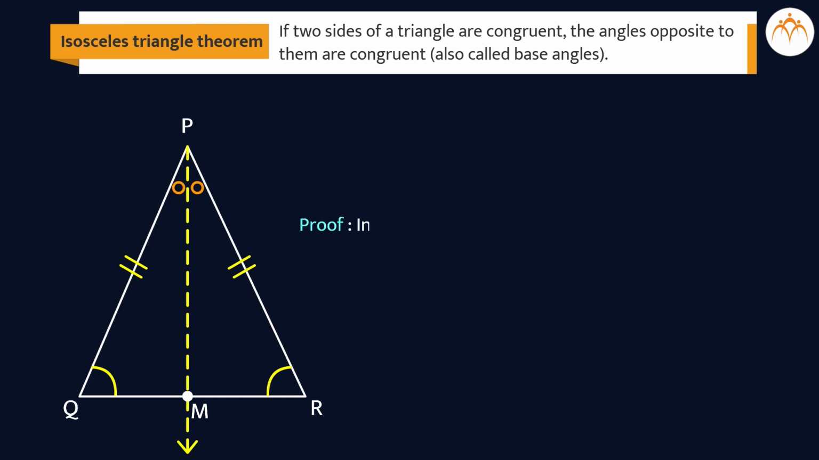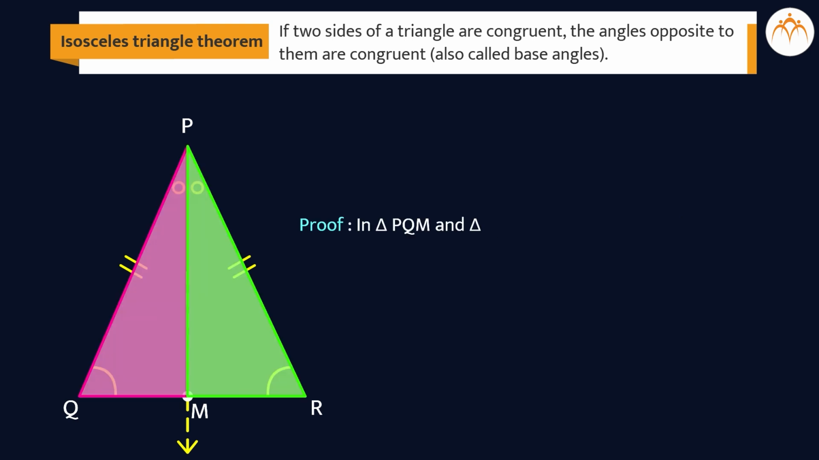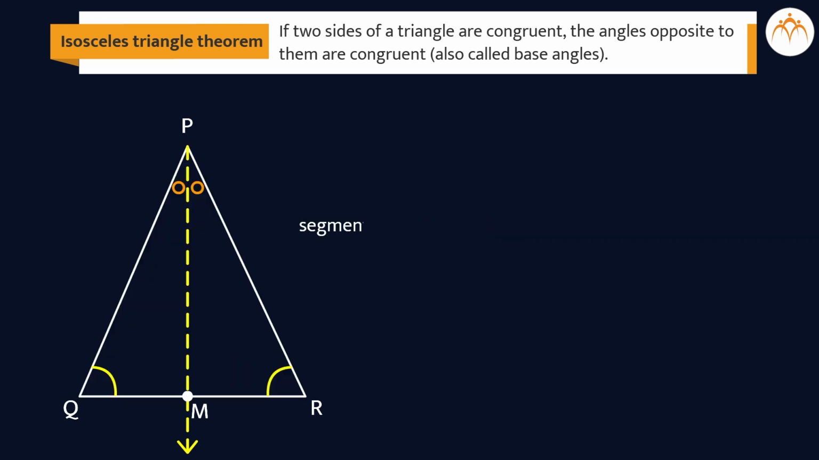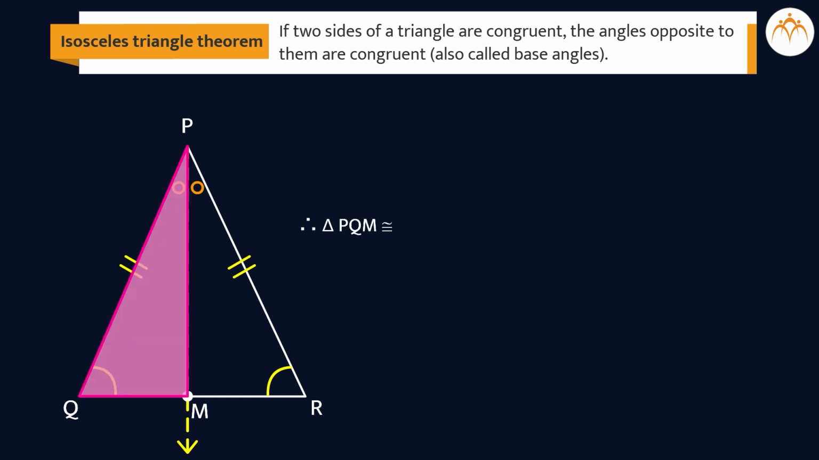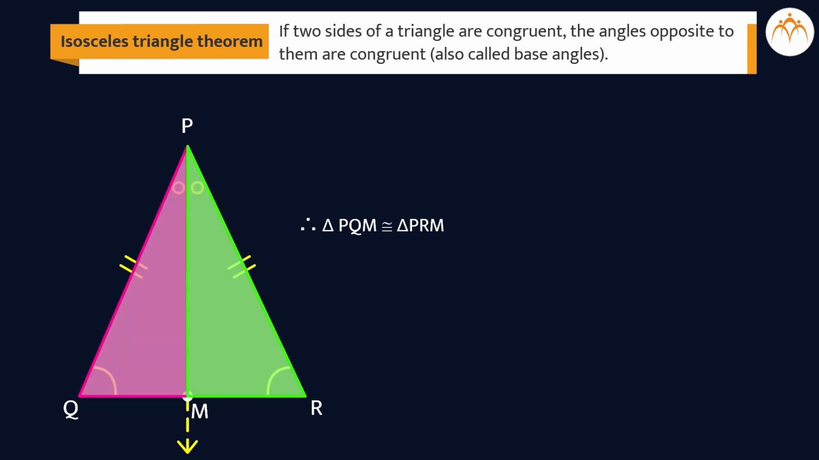Proof. In triangle PQM and triangle PRM, segment PQ is congruent to segment PR. This is given. Angle QPM is congruent to angle RPM by construction. Segment PM is congruent to segment PM, its common side. Therefore, triangle PQM is congruent to triangle PRM, side angle side test.